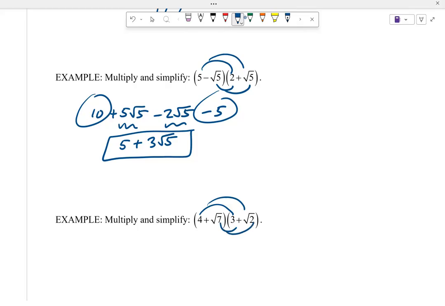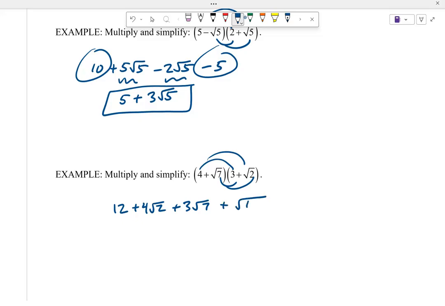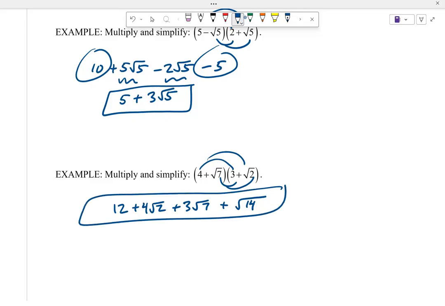Let's do another one here. 4 times 3, I got 12. 4 times that root 2 is a 4 root 2. Root 7 times 3 is a 3 root 7. And finally, root 7 times root 2 is root 14, which I can't do anything with. That's just 7 and 2. Can't simplify that. And then I take a look at this and I say, well, are there any like radicals, like terms? No, there's nothing I can do with this. So I'm actually stuck right there. So that's our final answer on that one.